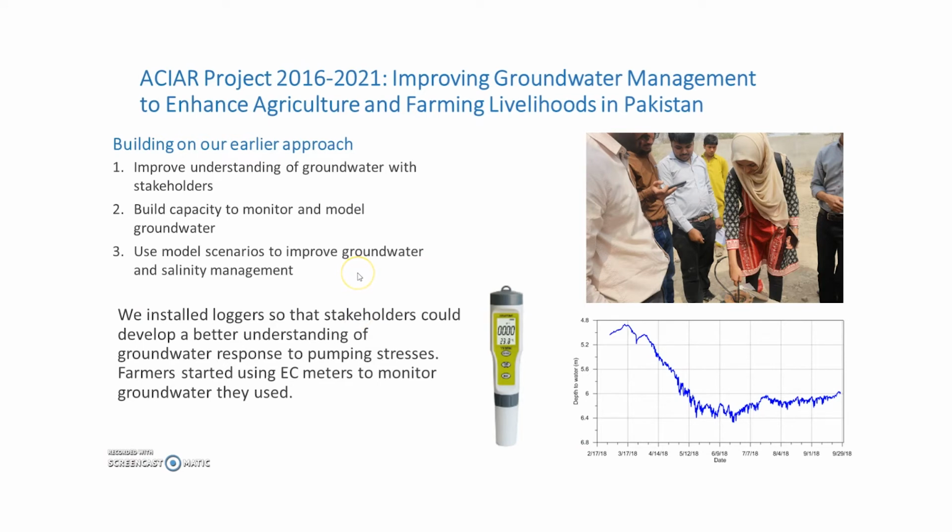We are building on the outcomes and learnings from the ACIAR project on improving groundwater management. We used loggers to understand changes in groundwater levels and salinity, and this helped us to improve our understanding of groundwater together with stakeholders. The farmers we worked with showed a keen interest in using EC meters to monitor groundwater used for irrigation as well as for potable use. The groundwater project has helped us build capacity to monitor and model groundwater.